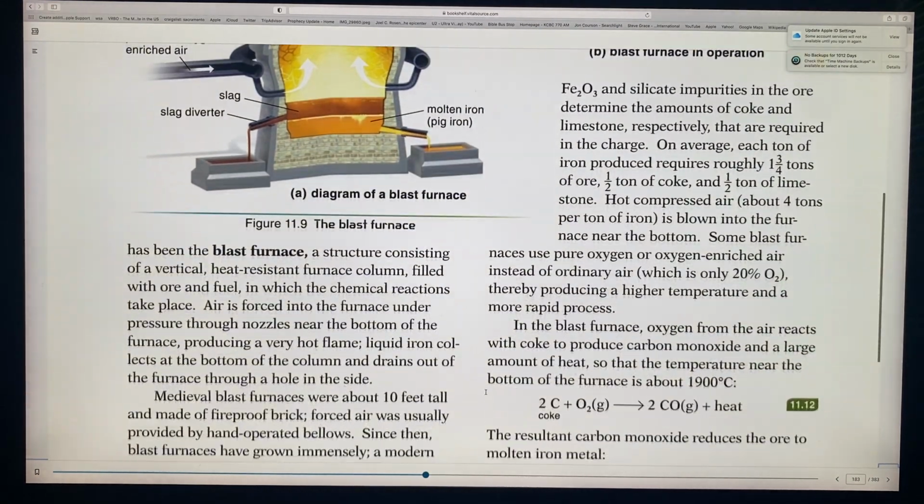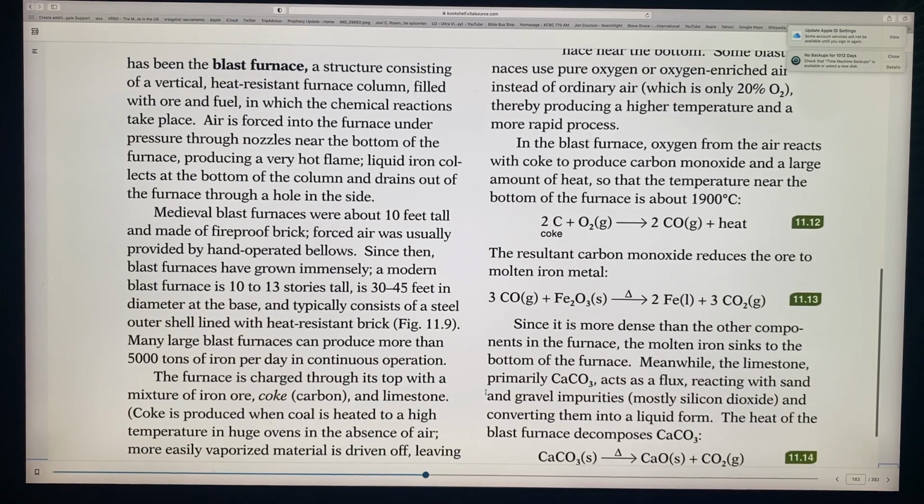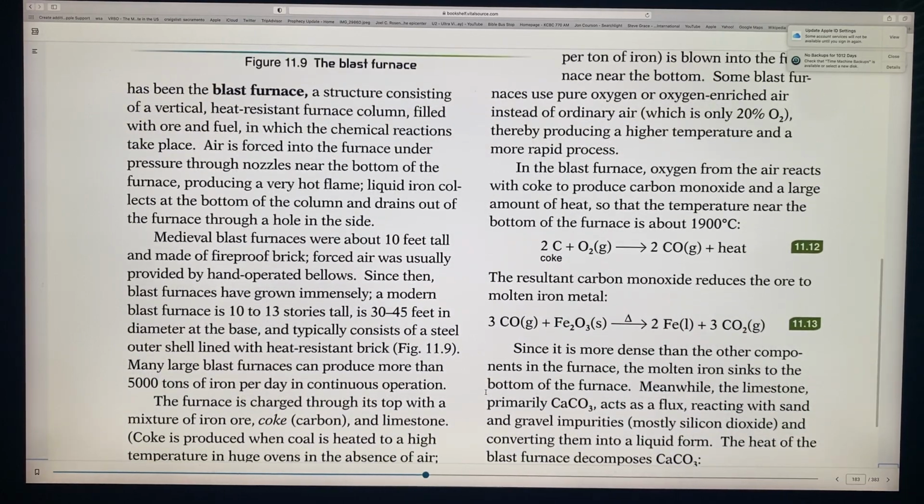Let's go look here. I just wanted to show you the formula. So here's the coke. Carbon is C, right? Plus oxygen, and you get carbon dioxide and heat. And this is in the furnace heating up using carbon. The carbon is combining with iron oxide here, and then at that high temperature, the iron is being set free, and carbon dioxide is forming instead, taking away the oxygen.